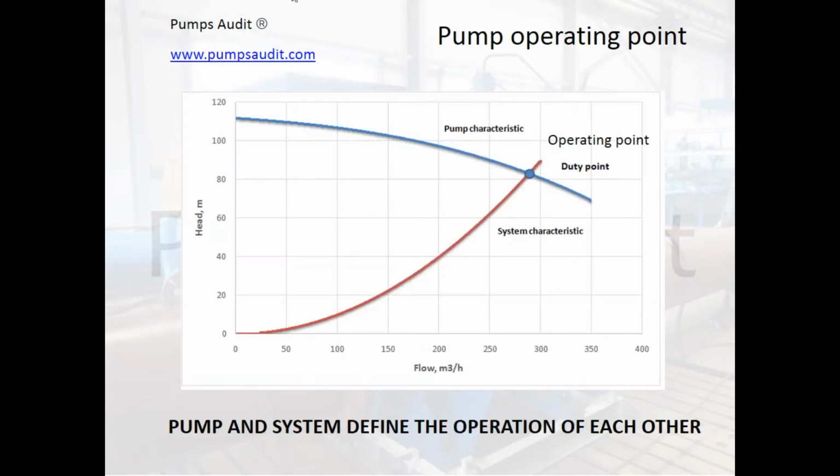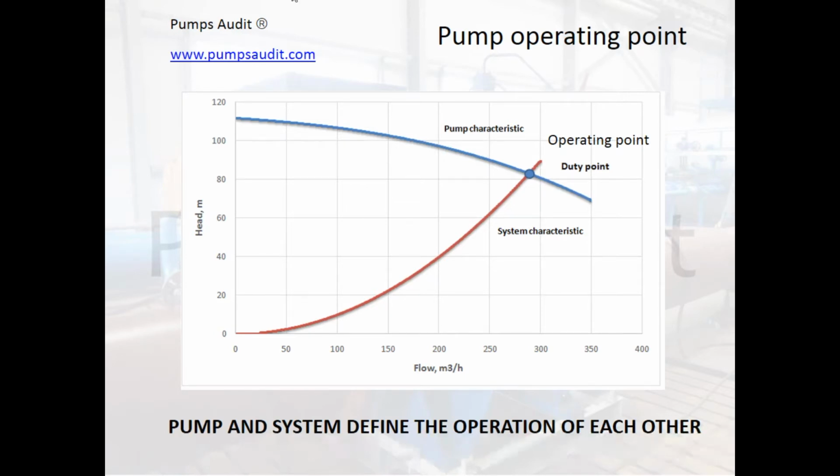I think that many of you have an understanding of pumps and system characteristics. In other lessons, we will consider pumps and system characteristics in more detail. The operating point or duty point is the intersection of the pump curve and the system curve. It means that the pump and the system define the operation of each other. The pump works in the system, not by itself. This is the main idea we should keep in mind, but pump users very often forget about this.